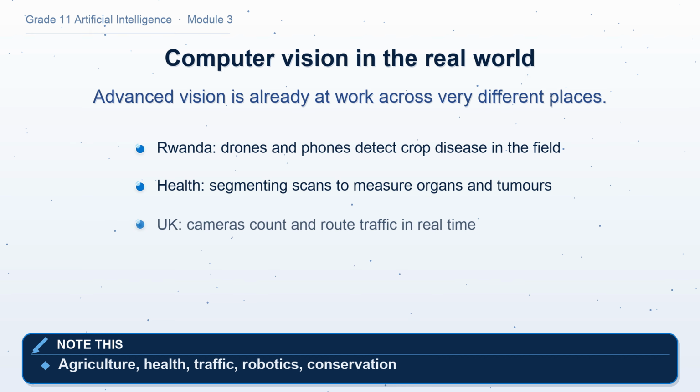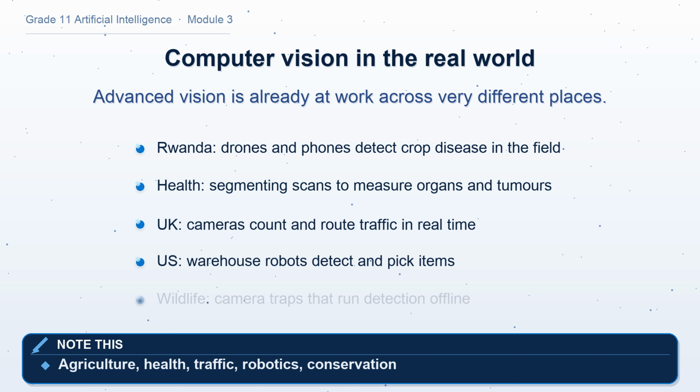In the United States, warehouse robots detect and pick the right items from a shelf. And in conservation, camera traps run detection offline on the device to recognize wildlife without any network. The same advanced methods, fitted to each setting, do all of this.